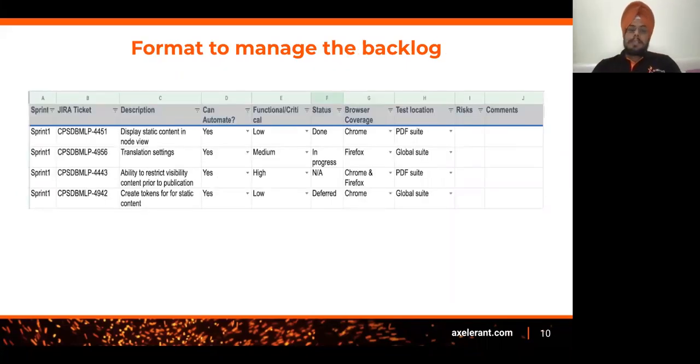This is the format to manage the backlog. In the first column, you can see that we have added the sprints, which items we are going to pick up in this sprint. Second is the Jira ticket number. Third one is the description of the ticket. Fourth column is can automate or not. Here you're supposed to specify yes or no.